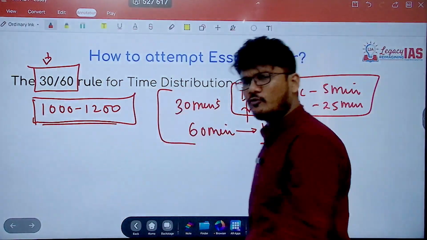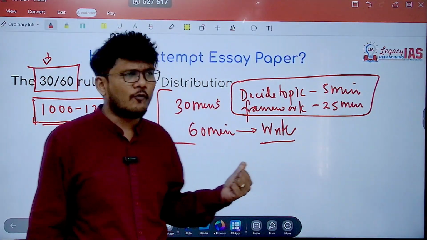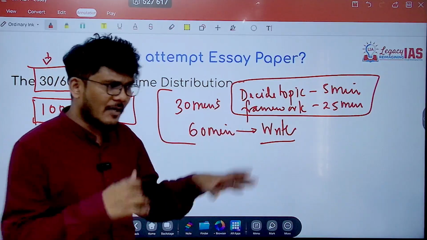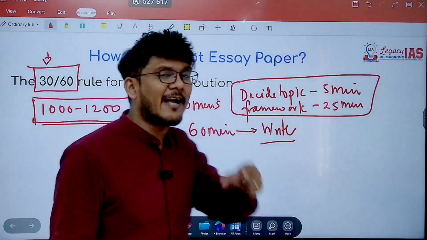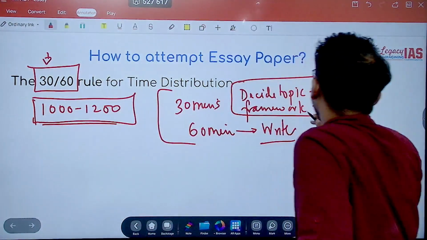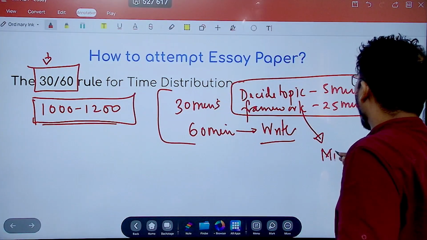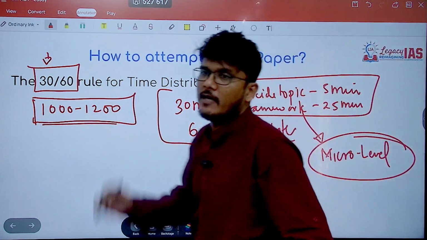It can slightly fluctuate, of course: 25 minutes for all these things and 65 minutes for writing, or 20 minutes and 70 minutes, something like that. But it has to be a good amount, 25-30 minutes. I'll tell you why. Because when you're making a framework, this framework has to go up to the micro level of structure.